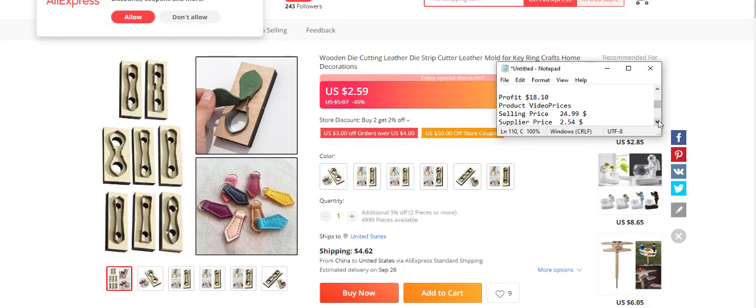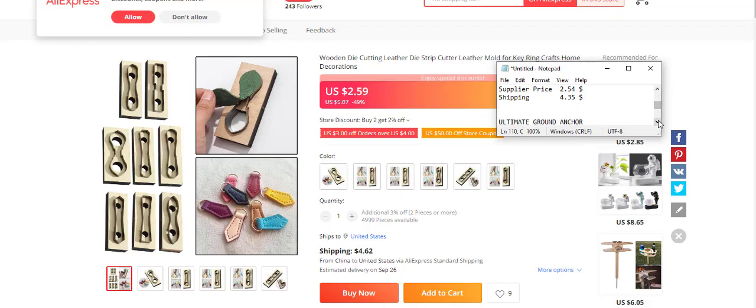The supplier price is $2.54. Shipping fee is $4.35. I don't really know why the shipping fee was high, but it varies depending on the shipping company you use in dropshipping, in the e-commerce industry.